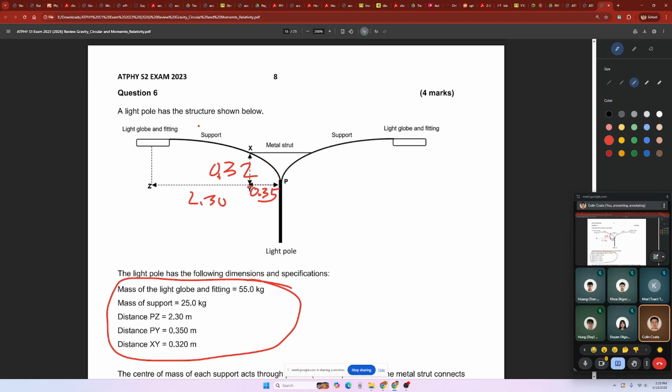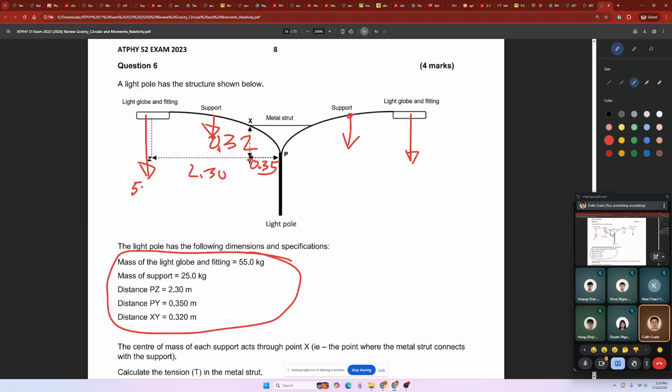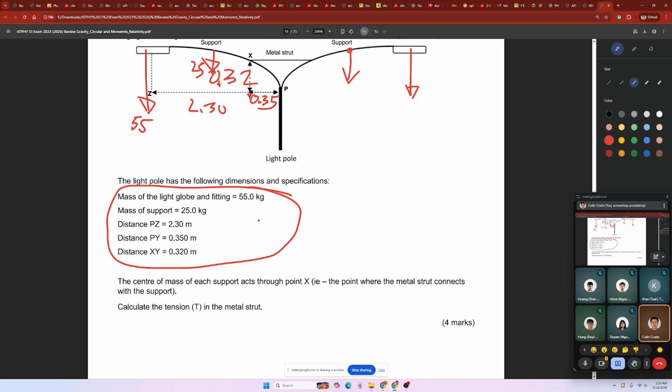Okay, so this you can see is going to be balanced. This will have its own weight force. This one too, right there. And then in the middle, mass of support. Okay, support. So these ones also have their own. Okay. All right, so we know these ones 55, these ones at 25, which is, how many marks is this?